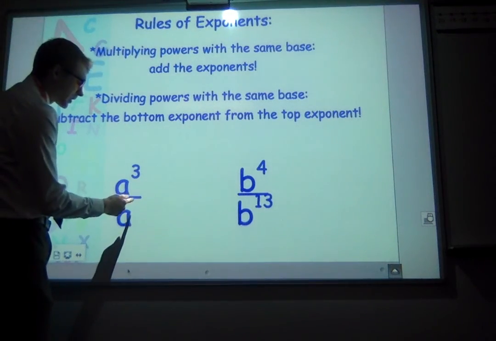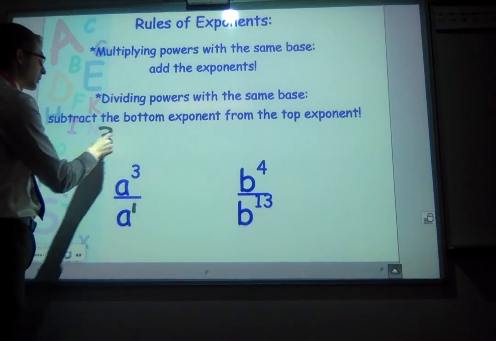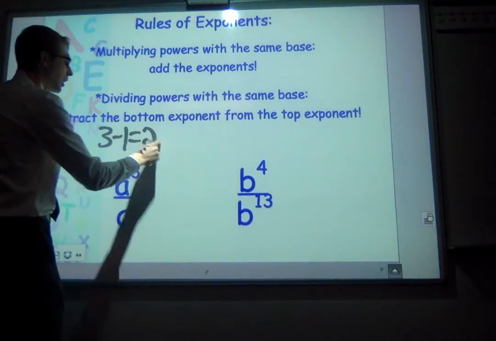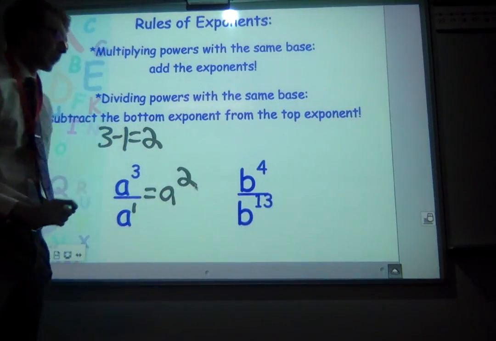Remember, if there's nothing written there, it's just implied that it's 1. So therefore, we've got 3 minus 1, and that's going to give us 2. So therefore, what we see here is a cubed all over a is going to be a squared.